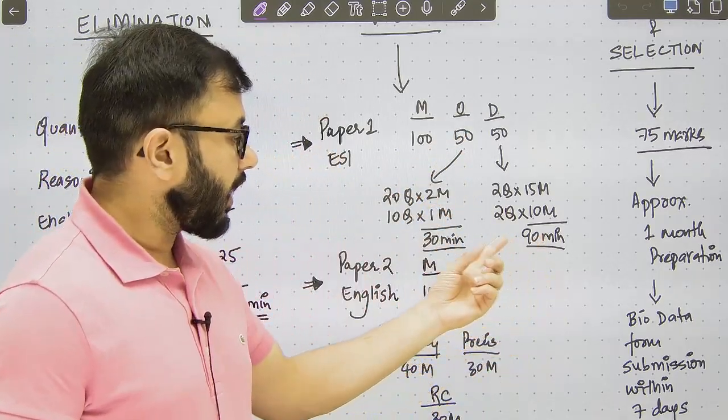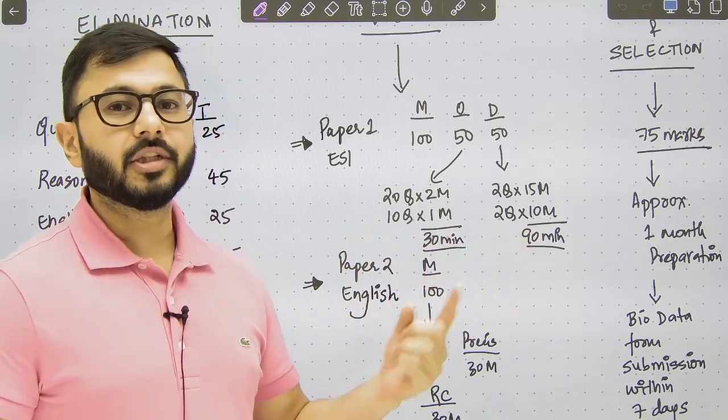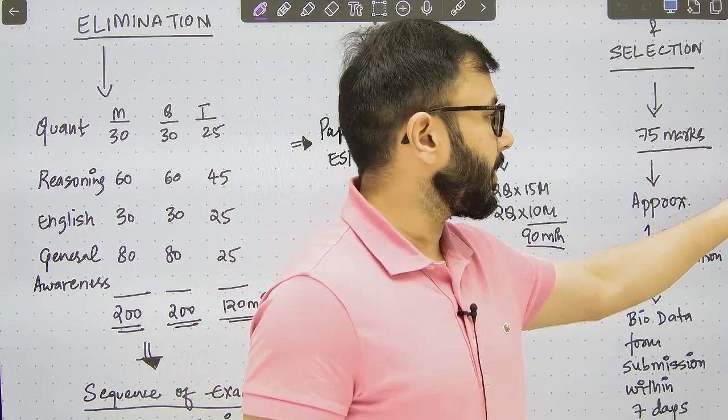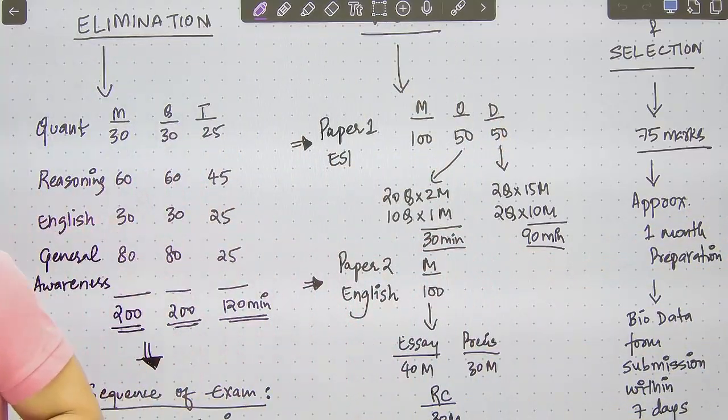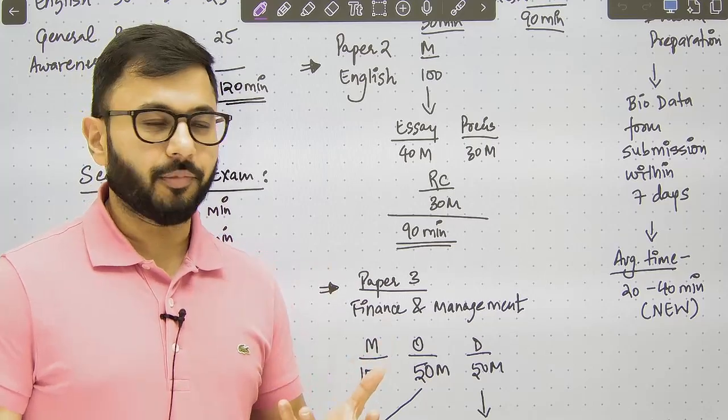Okay, a total of 90 minutes plus 30 minutes, साथ में पेपर होता है. So total of 120 minutes, which means 2 hours. 2 घंटे का ये एक पेपर आपका होगा. उसके बाद आता है पेपर 2 which is English, which is the most scoring, but the least focused upon paper.